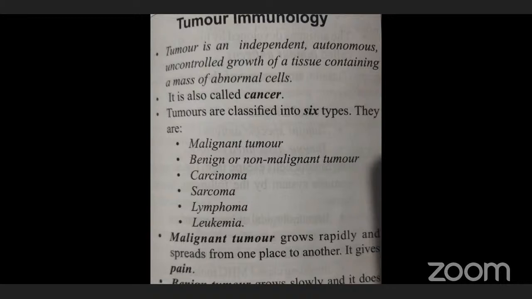The tumor means the independent, autonomous, uncontrolled growth of tissues. So it produces a mass of abnormal cells. That group of cells is abnormal. It is a group of cells. That uncontrolled growth of abnormal cells is collectively called cancer, which is also known as a tumor.